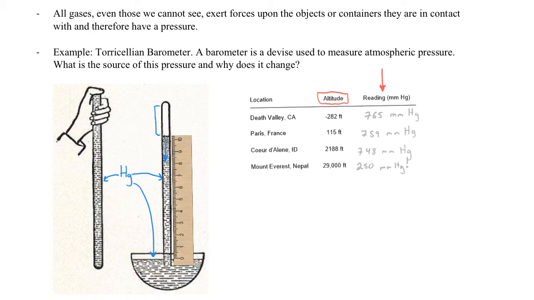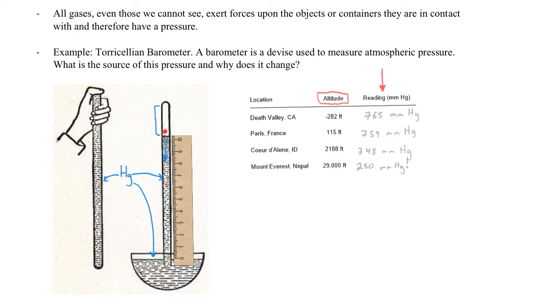What happens to this millimeters of mercury reading as we go up in altitude? So notice that we start here in Death Valley at this really low altitude. That's below sea level. So if we start, let's imagine that the column of mercury is up here at 765 millimeters of mercury. And then we go to Paris, France, right, where that's way up in altitude. That's at 115 feet above sea level. What happens to the millimeters of mercury? Does it go up or down? That's right, it goes down. So as we increase in altitude to Paris, France, the column goes down. It drops down a bit to here, let's say.